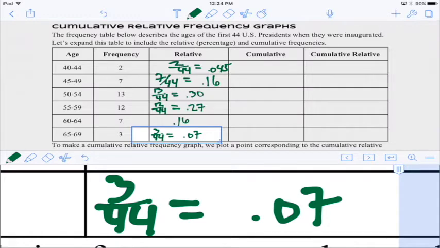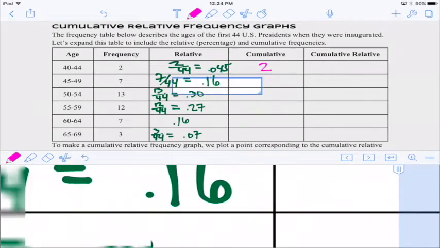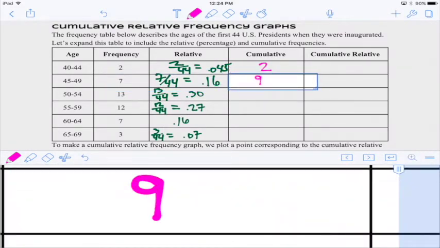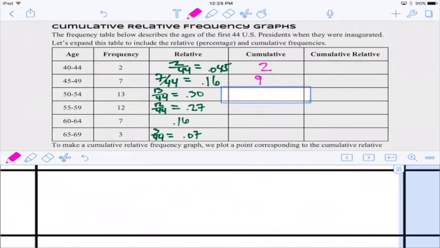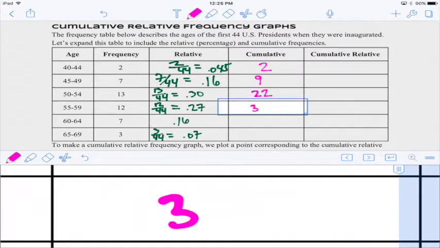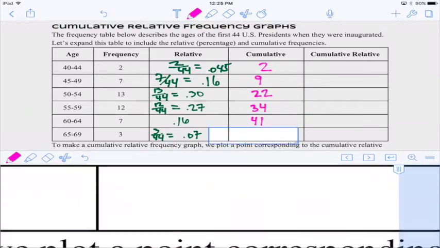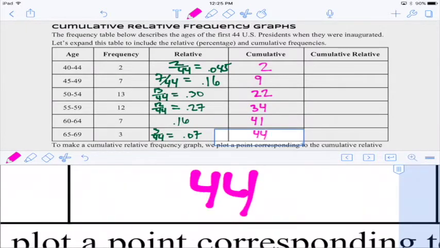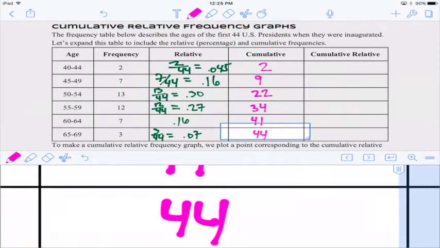Then we have the cumulative. Cumulative means you accumulate different scores. So if we start with 2, then the next one would be 2 and that 7 more. So in total, we'd have 9. And then from 13, we'd have plus the 9 we already have, so we'd have 22. And then we'd have 34, and 7 more on top of that. It's 41. And then we'd have 44. We know that we added right because we have 44 total. This is just how it adds up because we're adding a little more each time.